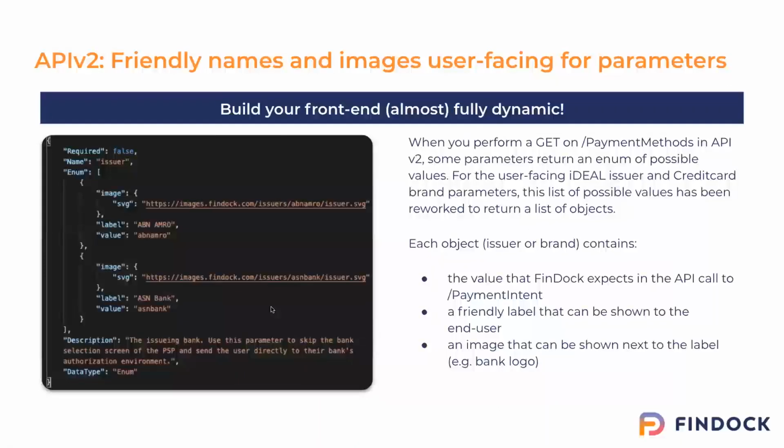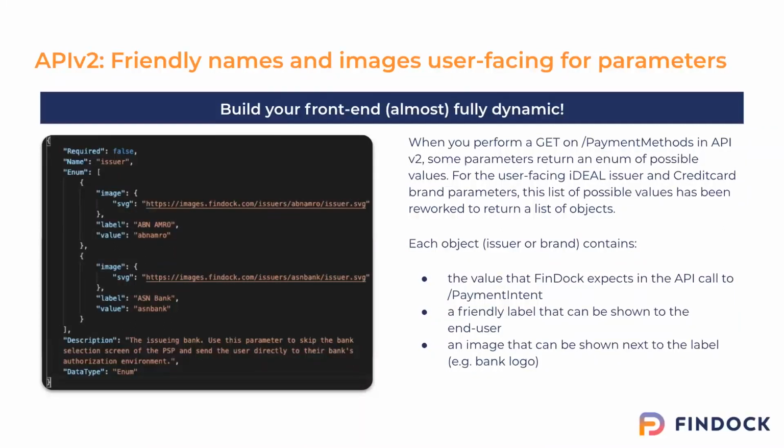The second thing we've done is we've provided you with friendly names and friendly images for specific parameters of the API. So for instance, in the Netherlands, we have a payment method called iDEAL, which is basically an online bank transfer where you can select a specific bank to pass over the hosted payment page of the payment service provider, like Mollie, and directly go to your bank screen.